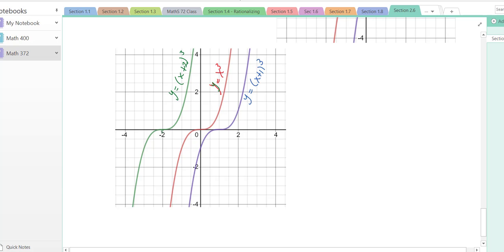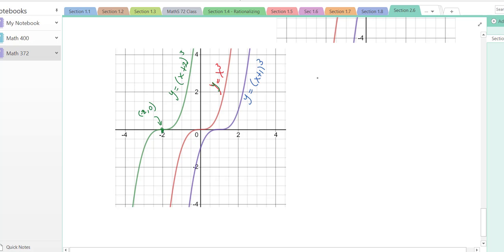So notice the squiggly part is at -2. So our y value there, sorry, x value happens at -2, where y is 0. So that's how a horizontal shift affects the graph.